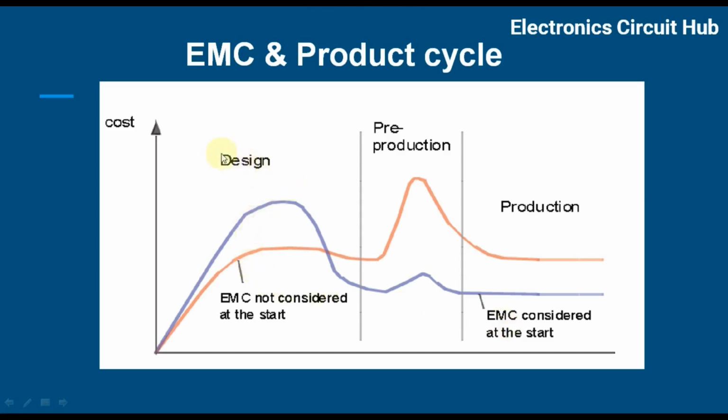You can see this is the design phase, this is the pre-production phase, and this is the production phase. In the design phase, if you don't consider EMC, what will happen? You can see there is a cost here, so this is cost versus your EMC impact. If you don't consider EMC at the design phase, you might end up with a lower cost, and if you consider EMC at the design phase, you might end up with a higher cost.